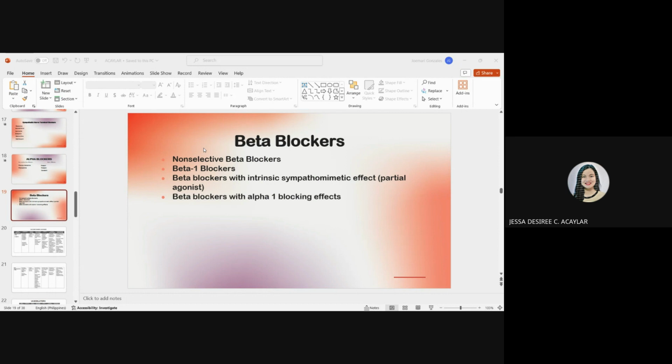So examples of beta 1 blockers are the metoprolol, atenolol, acebutolol, betaxolol, esmolol. Esmolol is the one with the shortest half-life.